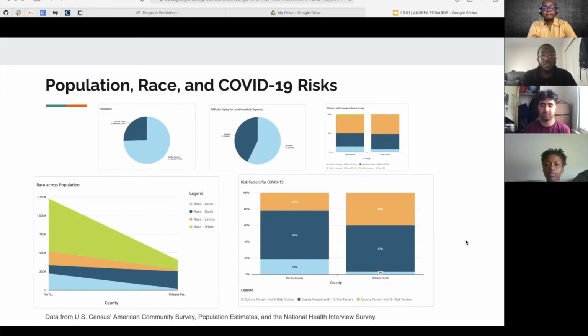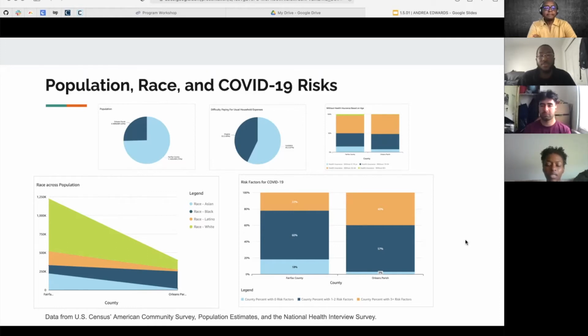The first in the top three graphs is population. In the darker blue, you will see that is Orleans Parish, and in the lighter blue, you will see that is Fairfax County. Orleans Parish is very much smaller. In the next graph, you will see the difficulty paying for household expenses, and you'll see in the lighter blue, Orleans Parish has much more difficulty versus Fairfax County, Virginia, in paying for these household expenses. And the last and final graph is health without health insurance for ages up.